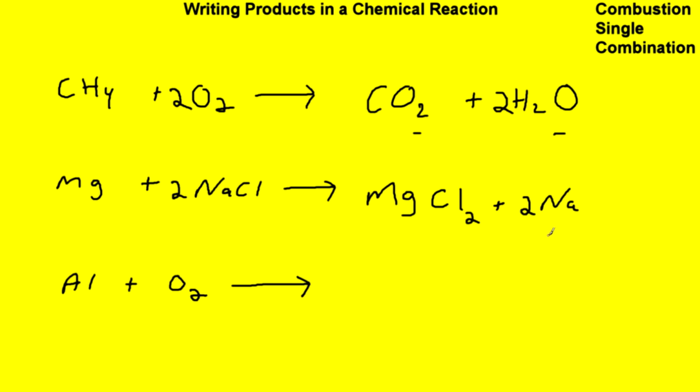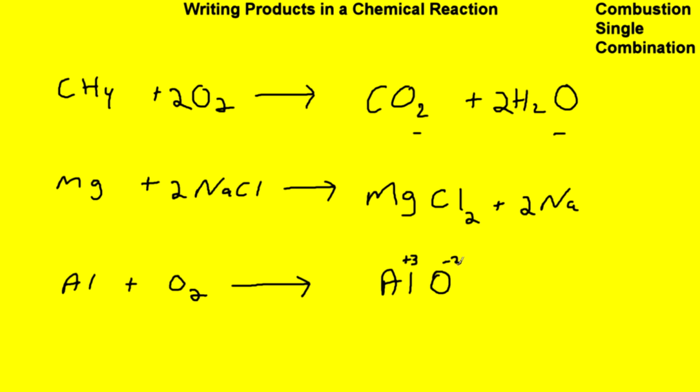Piece of cake. And the last one is the combination, which is probably the second easiest one next to combustion, because all you do for these combination reactions is put the elements together. All you do is have a metal and a non-metal, stick them together. That's what they're going to do. They're going to combine. That's why it's called combination. And now we have to crisscross the charges. Don't forget that. Aluminums are in group 13, so they're +3.